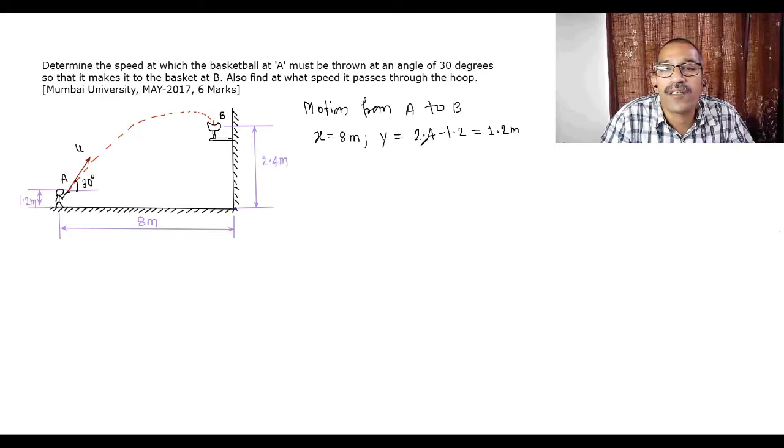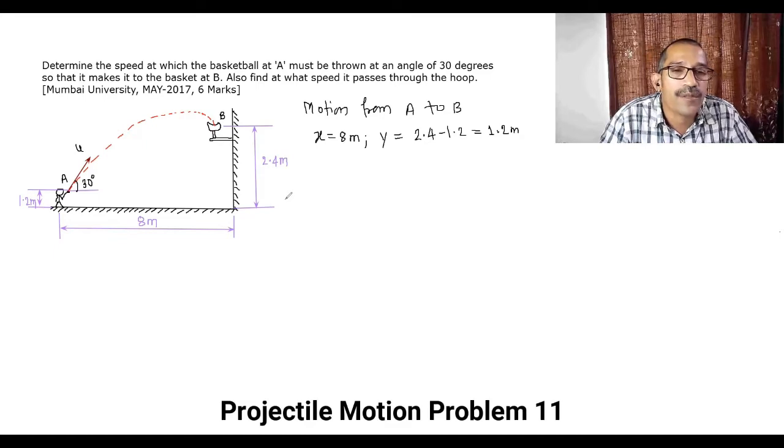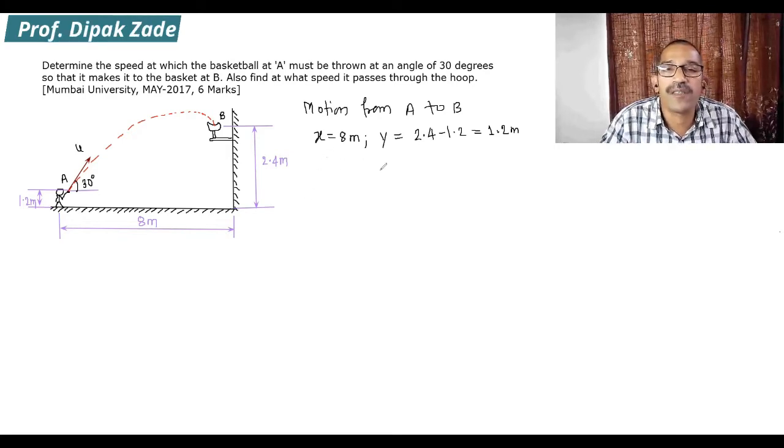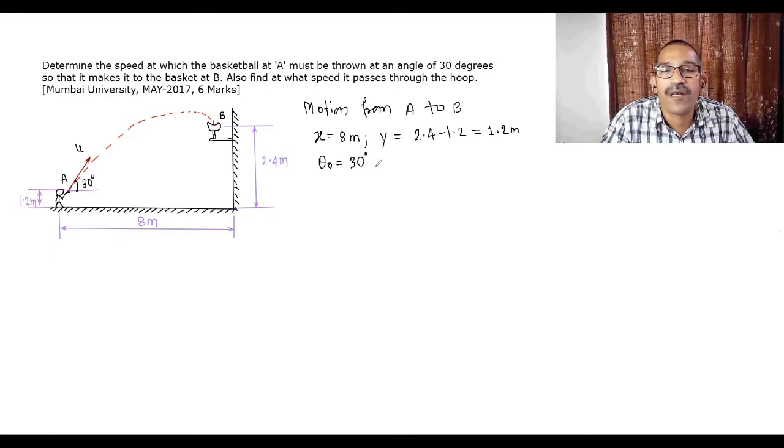And this distance y is what? Positive, because the final position is above the initial position. When your final position is above the initial position, y is positive. x is known, y is known. Again, it is thrown at an angle of 30 degrees. That means what is known here, theta 0 is equal to 30 degrees. And what you have to find out is what?